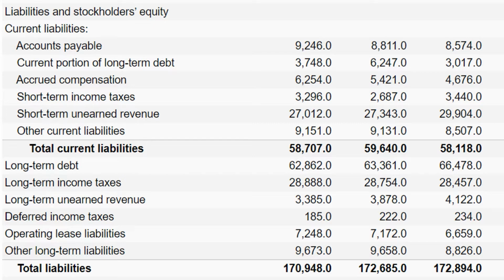That goes on the balance sheet. That amount that I owe you goes on the balance sheet as an accounts payable. Current portion of long-term debt. So companies have long-term debt that's due over many, many years. Under current liabilities, those are things that are due within 1 year. The current portion of that long-term debt.